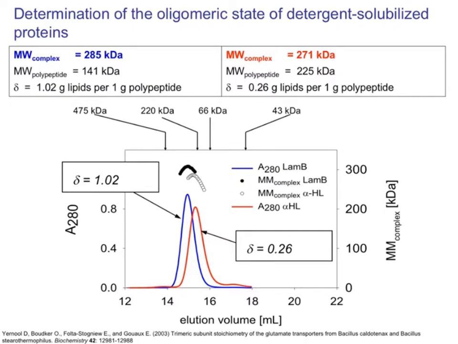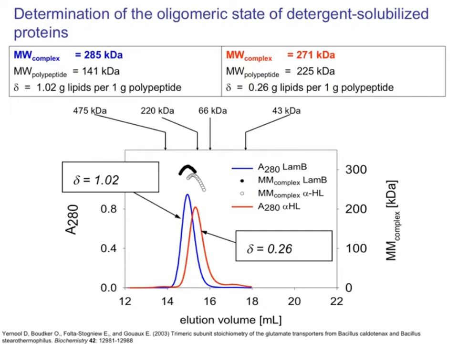When we perform this analysis, we learn that the porin binds over 1 gram of lipid per 1 gram of polypeptide, and the entire complex of polypeptide and detergent has a molecular weight of 285 kilodalton, while the hemolysin binds only a little bit over a quarter of a gram of lipid per 1 gram of polypeptide, so the entire complex has a molecular weight of 271 kilodalton.